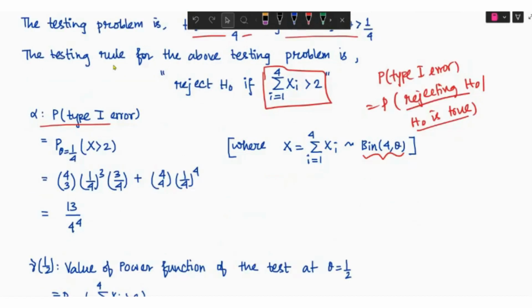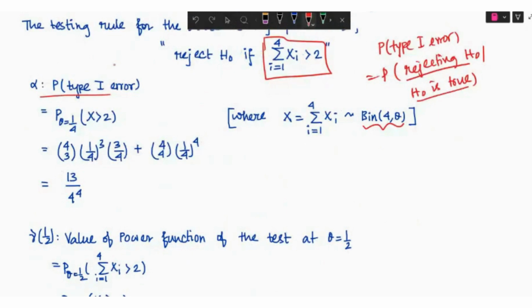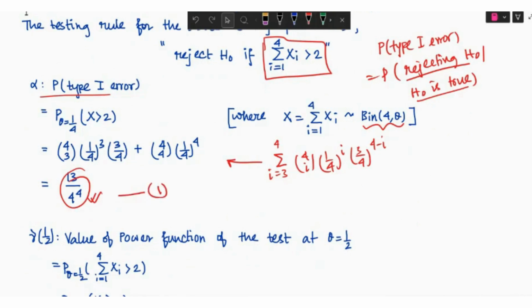So basically the probability simplifies to the summation, greater than 2 means 3 and 4, i equal to 3, 4, of 4 C i times (1 by 4) to the power i into (3 by 4) to the power 4 minus i. So this simply becomes this, and the value is 13 by 4 to the power 4. So let us consider this one.